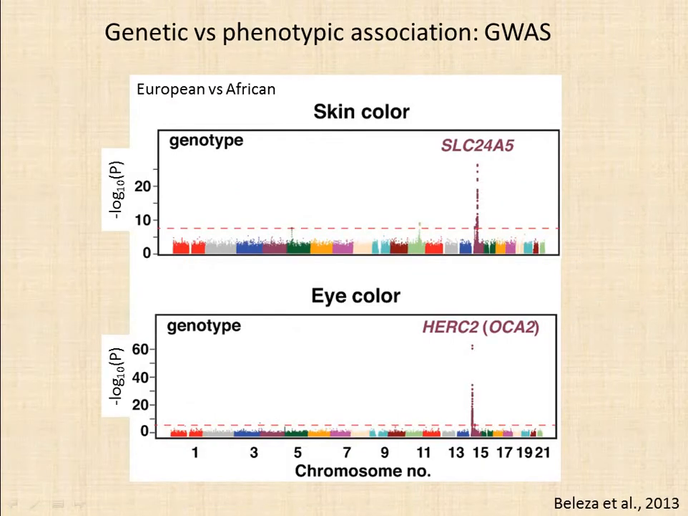So this is an example for skin and eye color, for European versus African descent humans. And these are typical genes involved in light perception, and this one involved in skin pigmentation, which shows again a strong association between local adaptation and genotype. And again, you see that a single gene can be found.